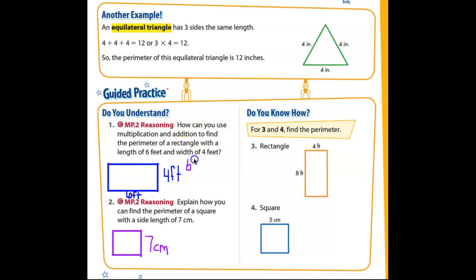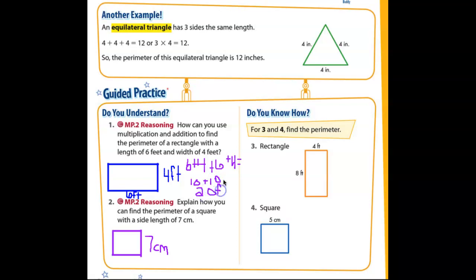6 plus 4, right? I'm adding 6 plus 4, and then I'd add another 6 and another 4, plus 6 plus 4 equals, so 6 plus 4 is 10, and then over here again 6 plus 4 is 10, so the perimeter of this rectangle is 20 feet.